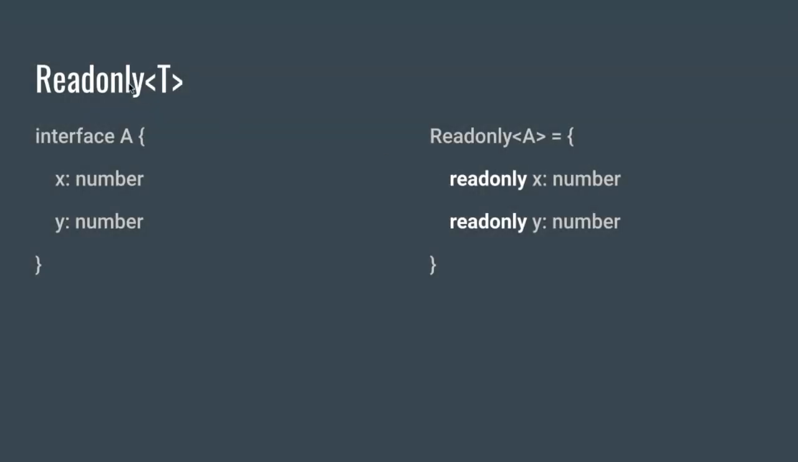Readonly. Readonly takes one generic type parameter, which should be an interface. And here again we've got interface A with two required properties, x and y. When we apply Readonly to A, we get a new type with all the properties of A being readonly, meaning that when we create an object that is described by this Readonly<A> type, we can't overwrite its properties. So if the property x or y is set, we won't be able to overwrite it.